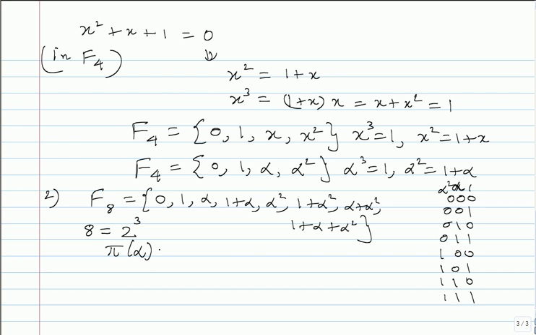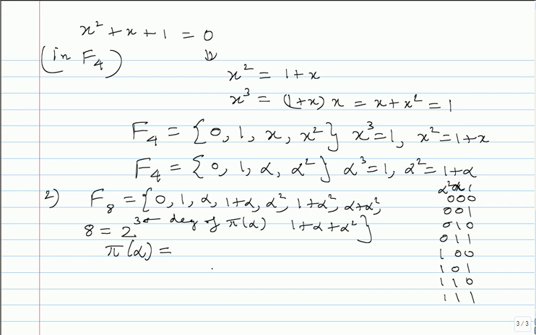Alright. So next I need the irreducible polynomial pi of alpha. Okay, so I need a polynomial of degree what? Degree 3, irreducible, and coefficients coming from F2, binary coefficients, right? That all came from 8 being 2 power 3. Degree 3 came from that 3. This is the degree. And this tells me the coefficients are binary.